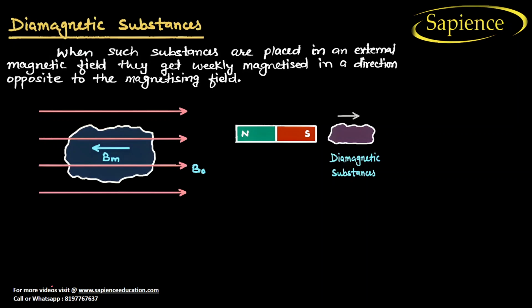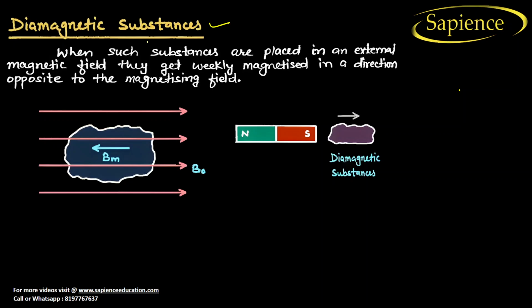So today, basically, we will discuss the different types of magnetic substances. We have already discussed a lot previously. Today, I'm going to differentiate between the different types of magnetic substances. There are three types: diamagnetic, ferromagnetic, and paramagnetic. We will discuss these one by one.